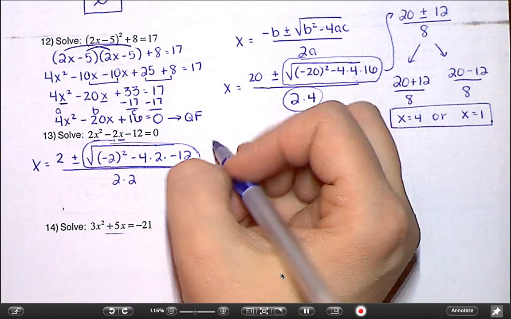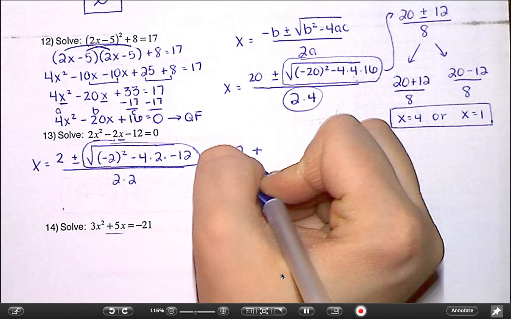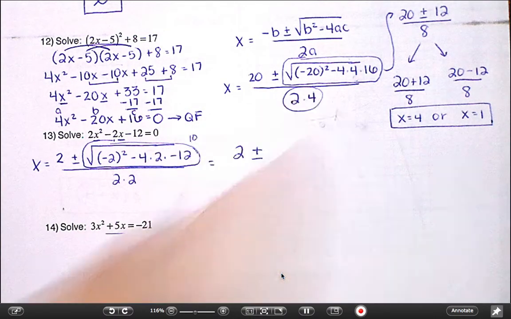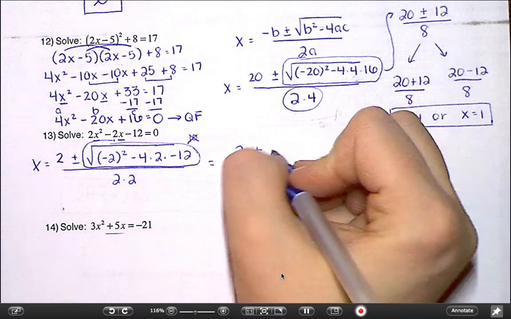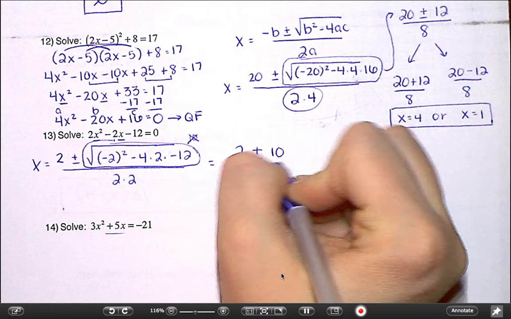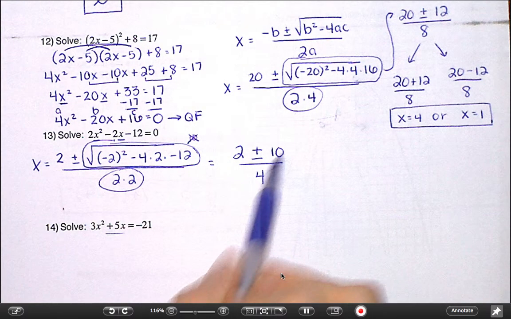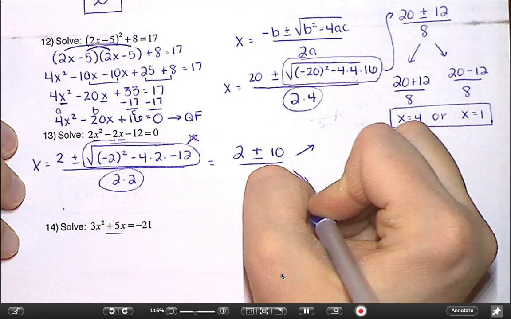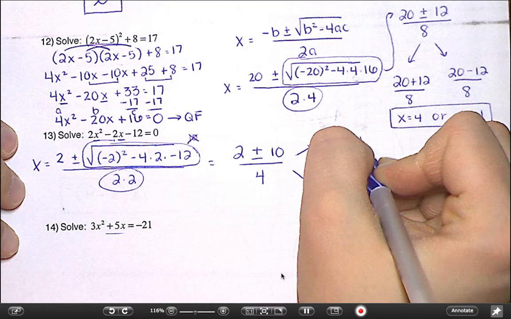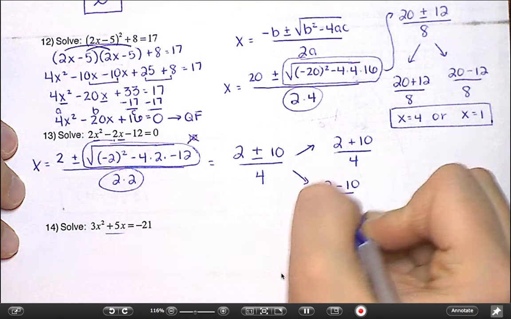So now this problem says 2, and this is what I mean by rewriting the whole thing. Don't try to just say, oh, this is 10, because then you get confused about what you've done and what you haven't. Rewrite what it looks like now that you have the 10. So I have 2 plus or minus 10 over 4, because I did go ahead and do the 2 times 2. But again, notice I didn't do 10 divided by 4. From here, I split and I do 2 plus 10 over 4 and 2 minus 10 over 4.